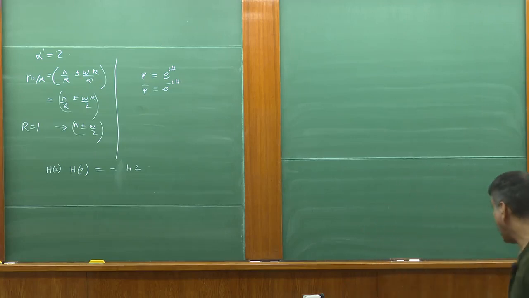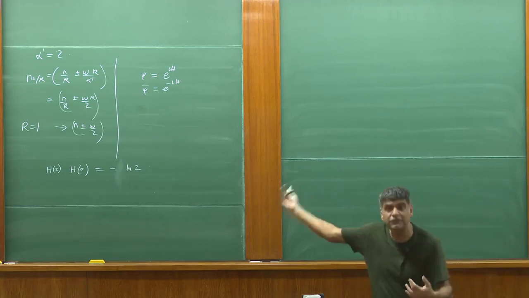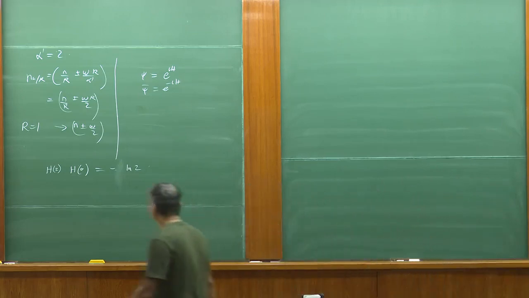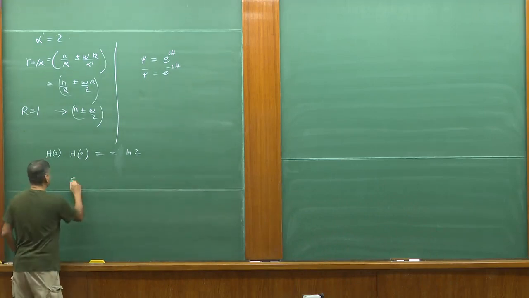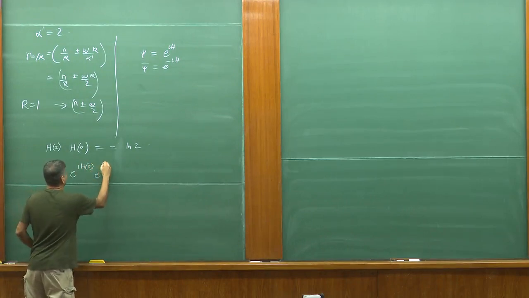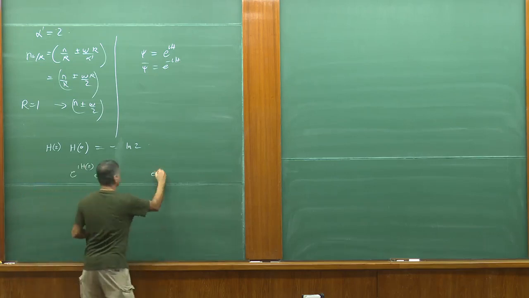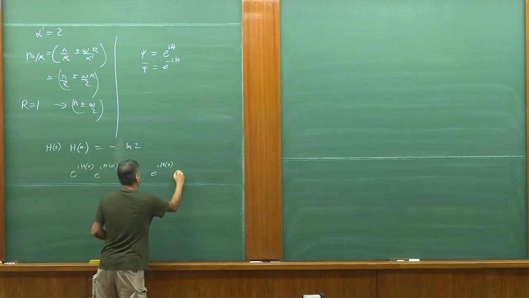Now, using the commutator between h(z) and h(0) figured out from this, you can compute the commutator, or really in this case the anti-commutator. You can compute e to the power i h(z) e to the power i h(0), and see how this relates to e to the power i h(0) times e to the power i h(z).